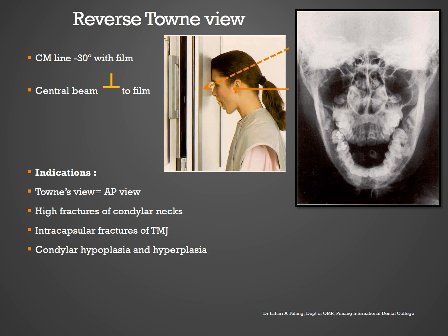You can see high fractures of the condylar neck here. The neck of the condyle is very clearly visible on both sides. Intracapsular fractures of the TMJ and condylar hypoplasia and hyperplasia can be visualized. So remember, this is also a PA view, but the patient's oral cavity is open and the head is bent downwards and the canthomeatal line is minus 30 degrees to the film.